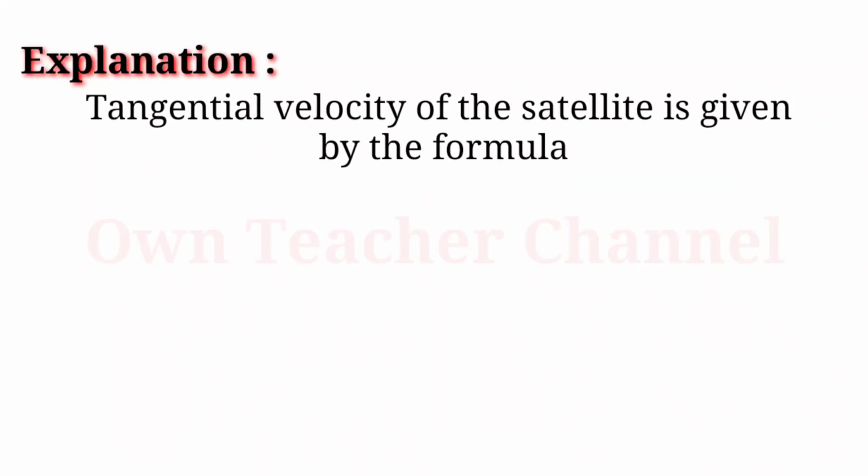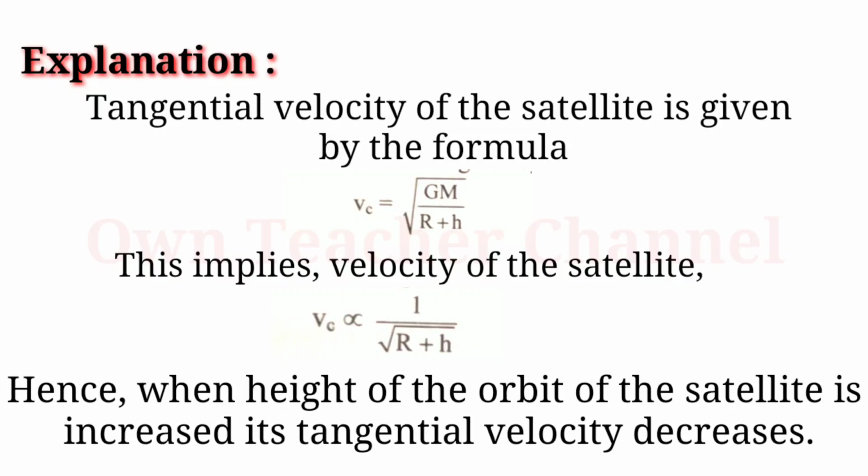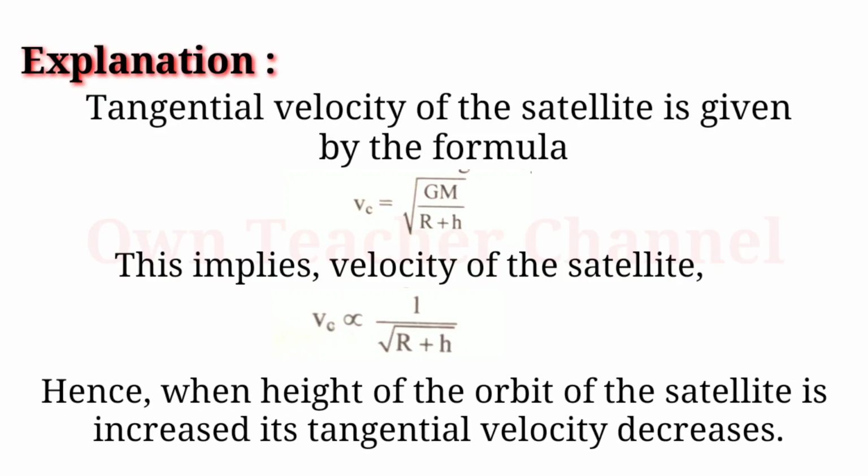Explanation. Tangential velocity of the satellite is given by the formula v = √(GM/(R+h)). This implies the velocity of the satellite is directly proportional to 1/√(R+h). Hence, when the height of the orbit of the satellite is increased, its tangential velocity decreases.